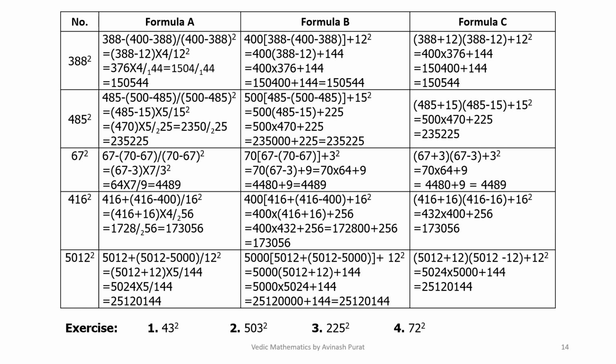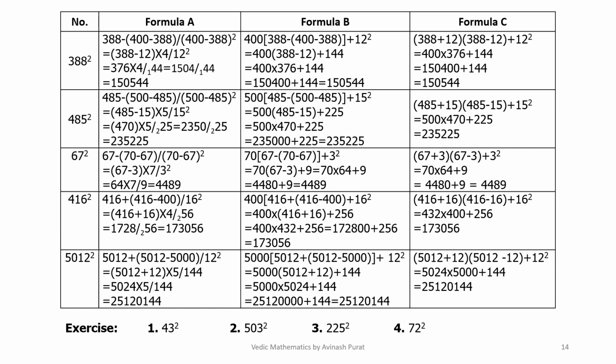Second formula: 70 multiplied by (67 minus (70 minus 67)) plus 3 square, that is equal to 70 multiplied by (67 minus 3) plus 9, equal to 70 into 64 plus 9, equal to 4480 plus 9, that is 4489. The third formula gives (67 plus 3) multiplied by (67 minus 3) plus 3 square, that is equal to 70 into 64 plus 9 equal to 4480 plus 9, that is 4489.